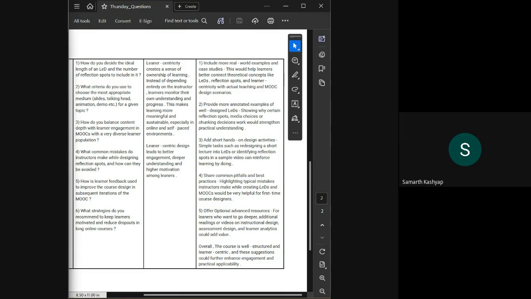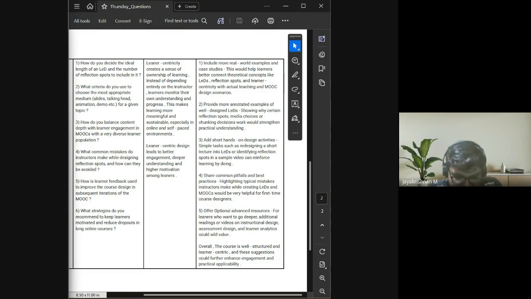And the last feedback is offer optional advanced resources. For learners who want to go deeper, additional readings or videos on instructional design, assessment design, and learner analytics could add value. Already we are providing these as LXTs. The one thing you have to understand is that all these are learner expectations, so please do realize what is doable within a course setting. I think that's the number one thing you have to understand as an instructor. In this course, the idea was not to overwhelm the learner too much. If you want more resources, it needn't be us talking about them. We point you to certain resources based on certain extensions that we think are more relevant to the course, so you could just track back from there.